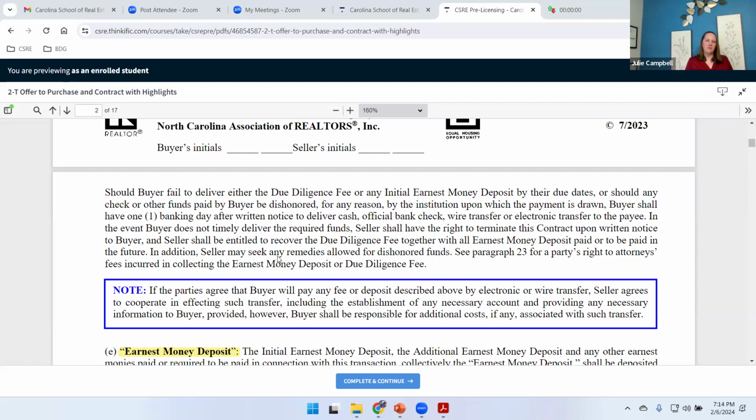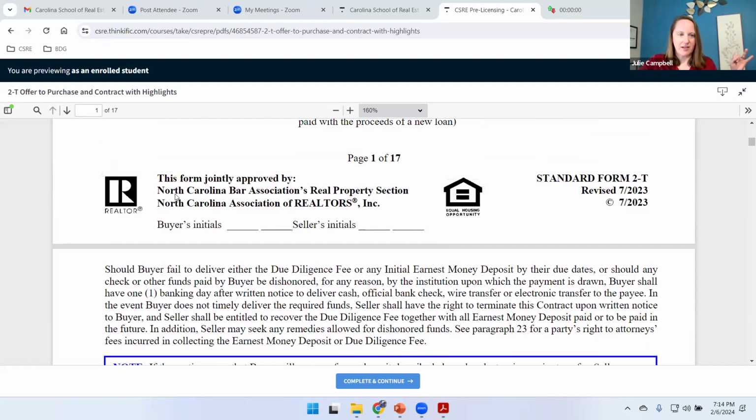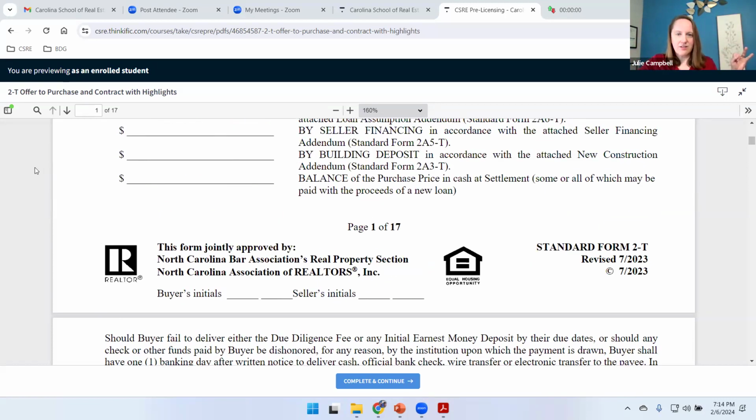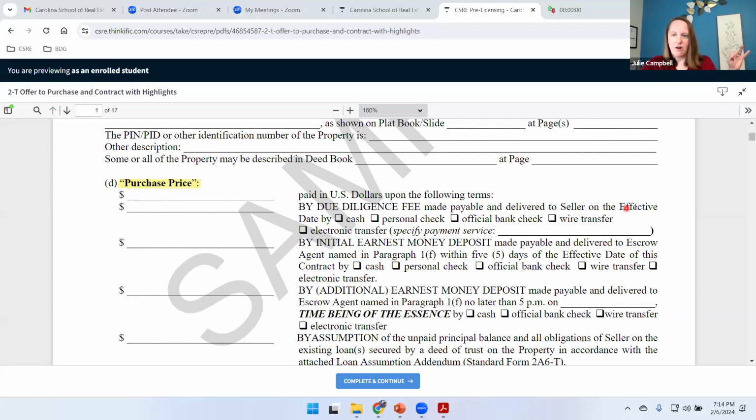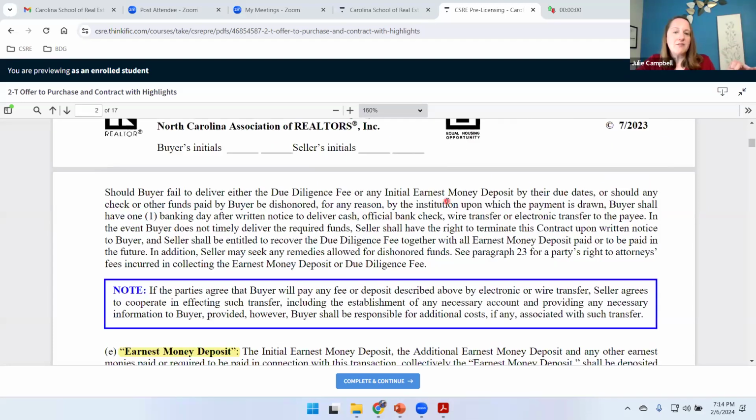This paragraph here at the top of page 2 is addressing what happens if the due diligence fee or the earnest money are late. Again, I'm going to go back up just for 1 second. The contract tells us that the due diligence is due on the effective date. Earnest money is due within 5 days of the effective date. So they tell us specifically when they're due. So what happens if they're late or if the funds have been dishonored, i.e. those checks bounce? And bottom line, what happens?